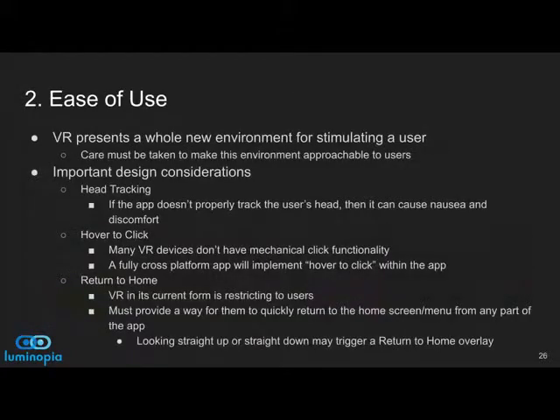So a second important design consideration is ease of use. Because VR presents a whole new environment for stimulating a user, you really have to make sure that it's easy for the user to interact with and understand the environment. What we've found is there's three very important design considerations concerning ease of use. The first one is head tracking. If the app doesn't properly track the user's head as they move around, it causes the user quite a bit of discomfort. It's a little jarring, and it also can make them a little nauseous. So it's important that you have good head tracking, which new SDKs cover quite well. So you usually don't have to implement that yourself.